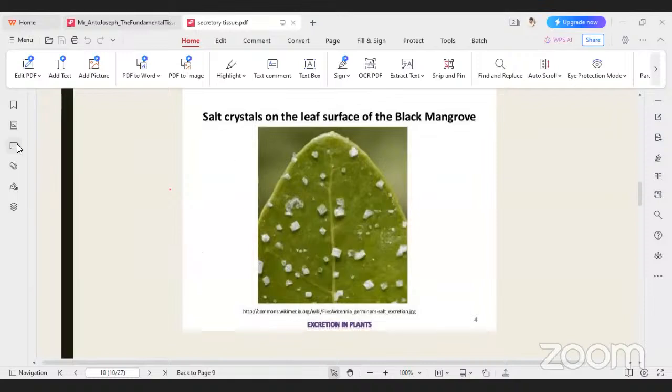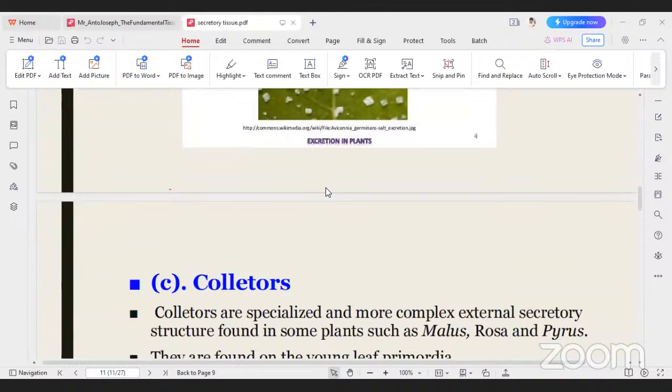Yes, sir. Right. You can observe clearly in saline water. If the leaf receives excess of salt, the salt accumulates in the leaf region, but this excess of salt comes out and is stored inside the glands. As a result, it appears as salt crystals on the surface of the leaf. You can see in this picture also.